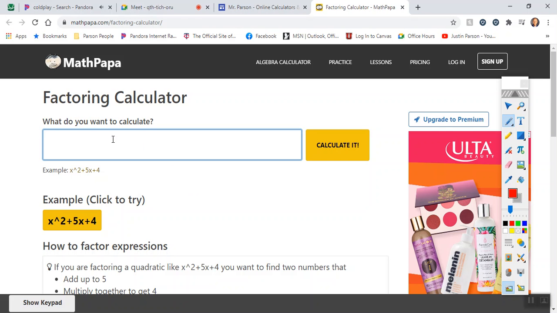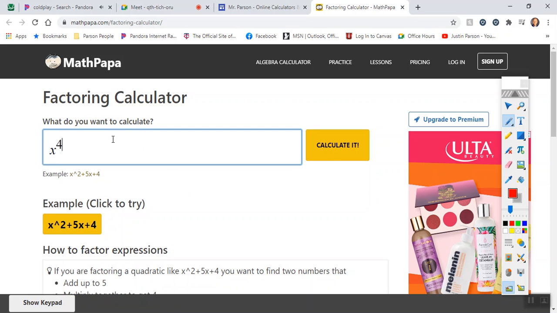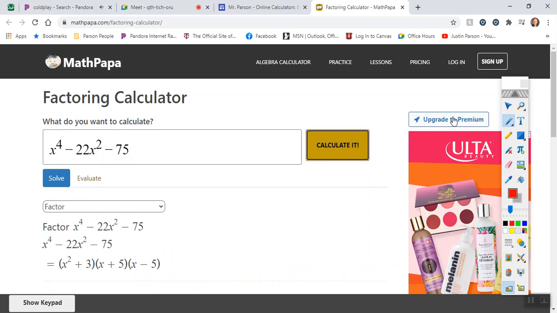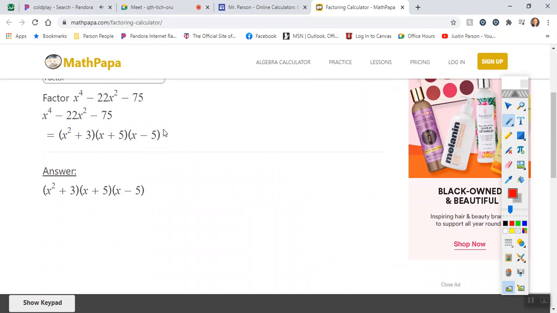Can somebody tell me what the original function was that we started with? It was x to the what? Minus 22x squared, you said? Okay, so I got to type it in like this. Minus 75. Okay, and then calculate. Do we have the right part for the factored part, kids? Did we get x plus 5, x minus 5, and x squared plus 3 here?